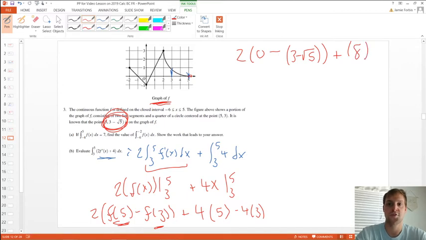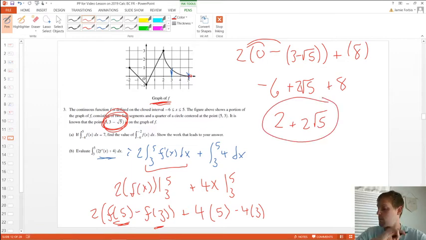So if you solve this out, you can distribute the 2. It looks like it's going to be negative 6 plus 2 root 5 plus 8, which simplifies down to 2 plus 2 root 5. So that's the answer to B, which, again, wasn't too terrible. I don't think that was the worst problem in the world.